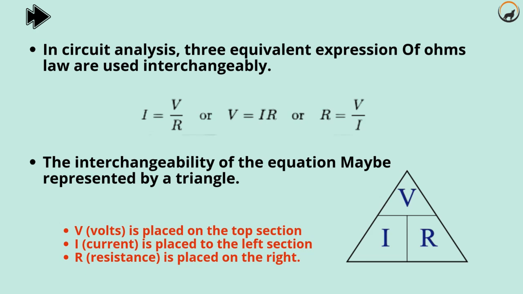By using this triangle, let's see an example. If the voltage is 6 volts, and the resistance is 500 ohms, what is the current in amps? Simply, use the formula, I equals V divided by R, so divide the voltage by the resistance. In this case, 6 divided by 500 is equal to 0.012 amps, or 12 milliamps.